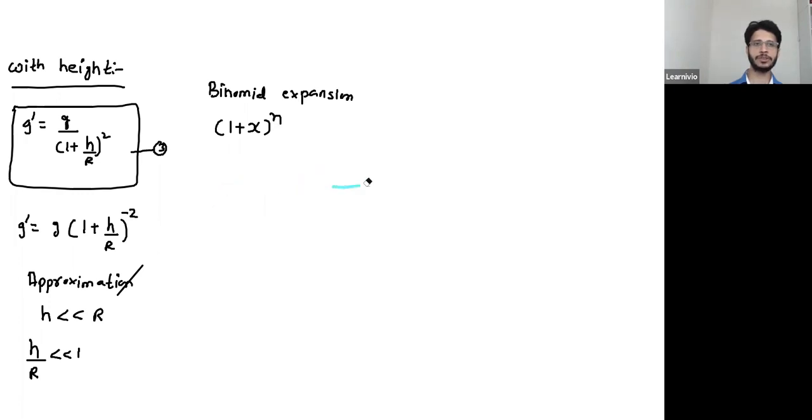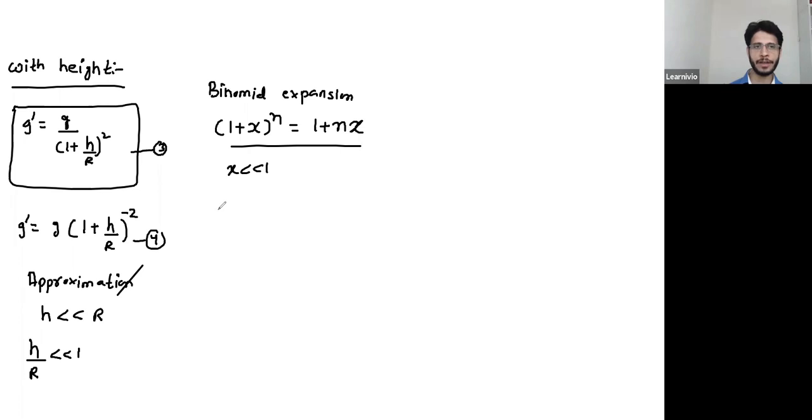So the binomial expansion says if you have 1 plus x to the power n, under the condition that x is very, very less than 1, then this is 1 plus nx. There are a few more terms, but those terms are very small. You can ignore those. So the leading terms are just 1 plus nx. This is binomial expansion, a topic of mathematics that I will use here. Let's call this equation number 4.